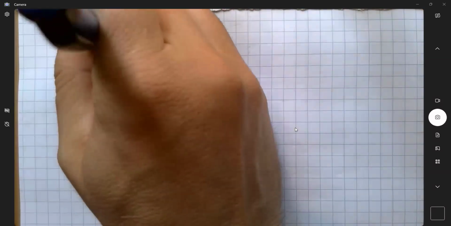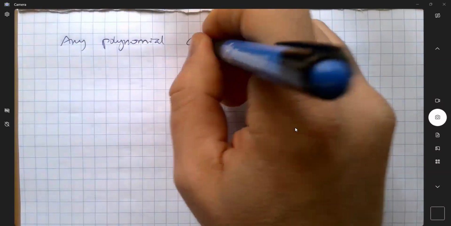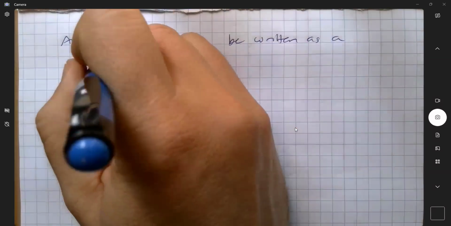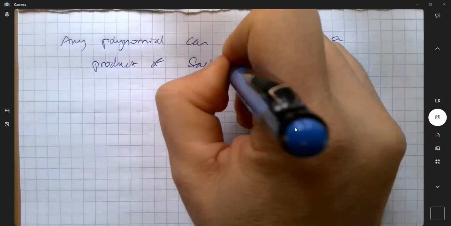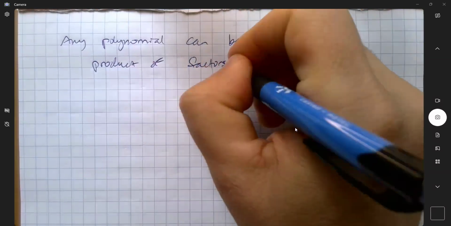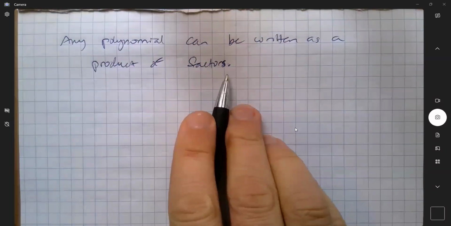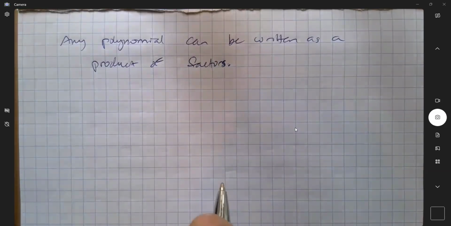Okay, so let's take this idea from quadratic functions and extend it to polynomials in general. Any polynomial can be written as a product, so as a multiplication of factors. Now, if we allow ourselves to have factors with complex numbers, they're actually very simple factors. But even if they aren't, they can be a product of factors.